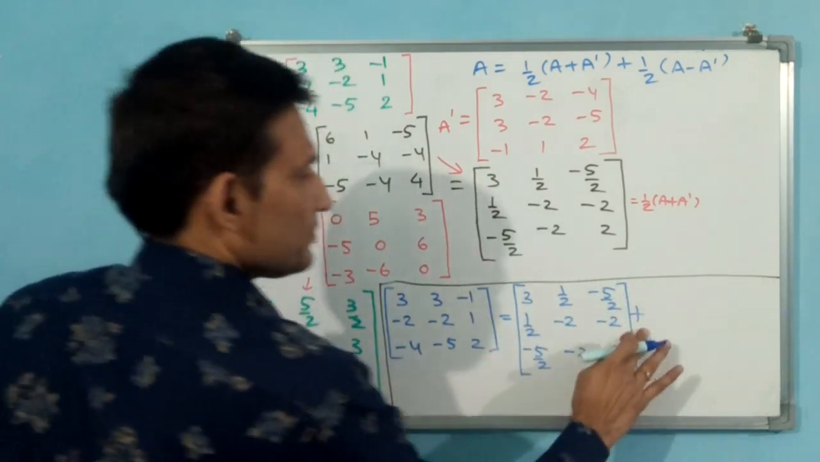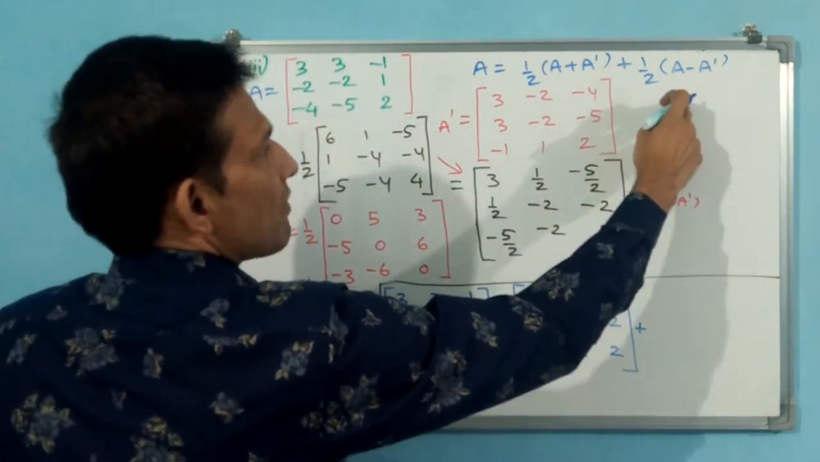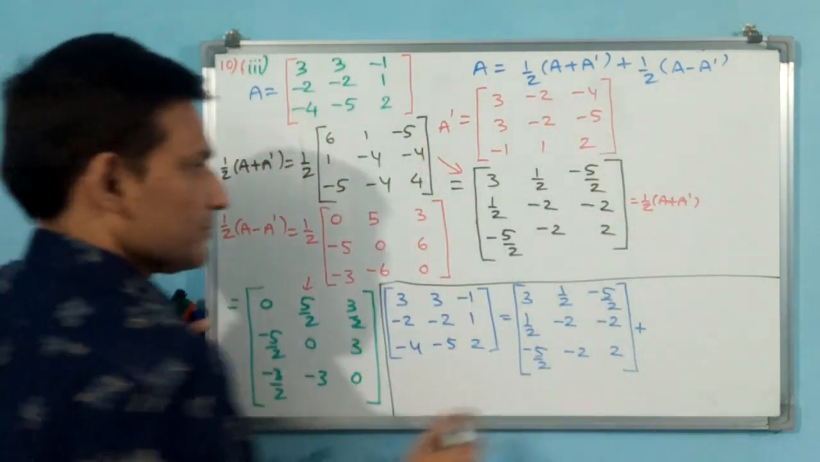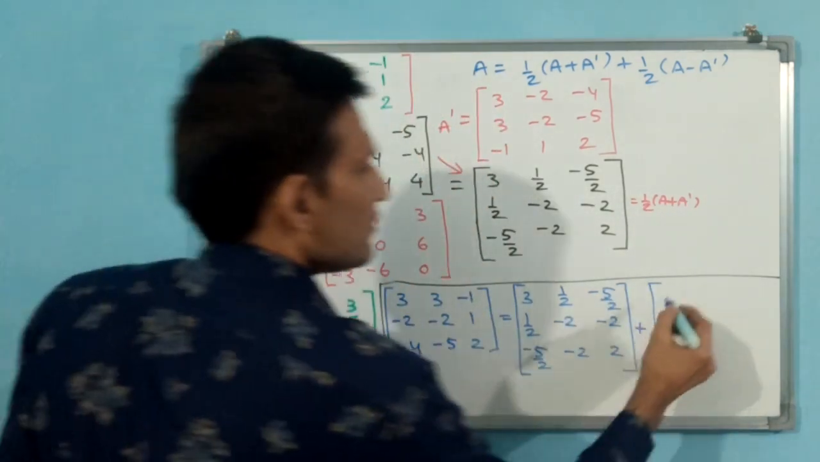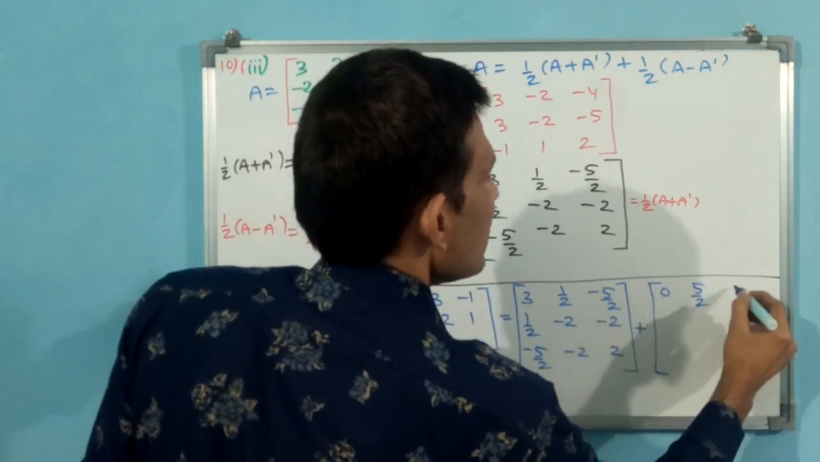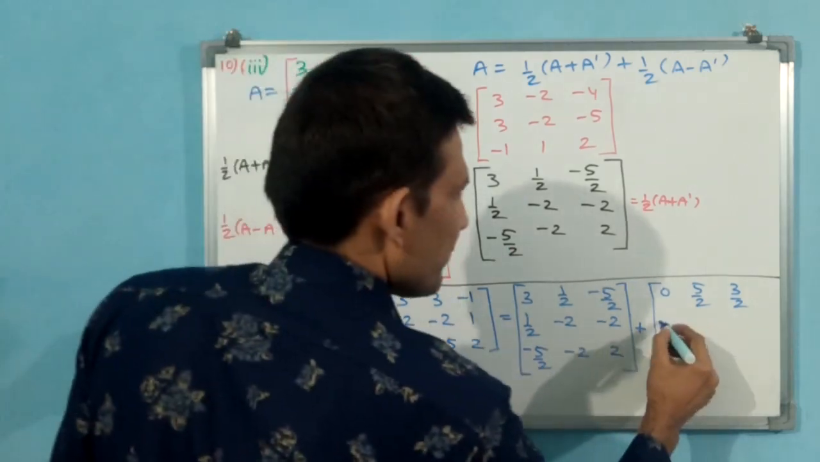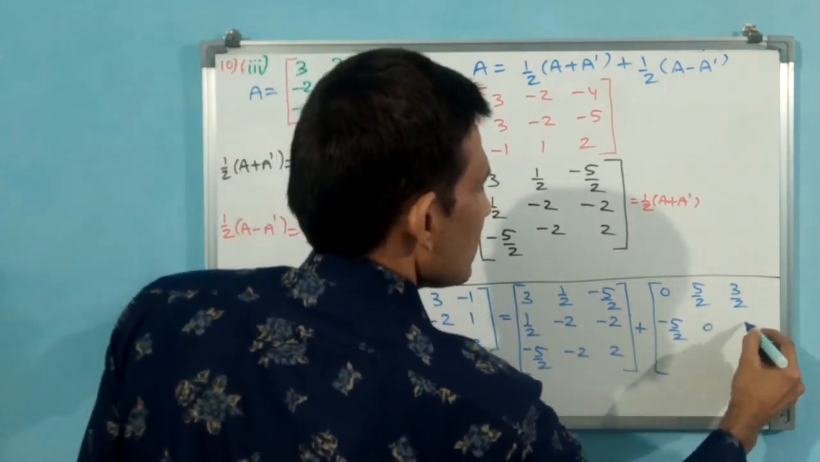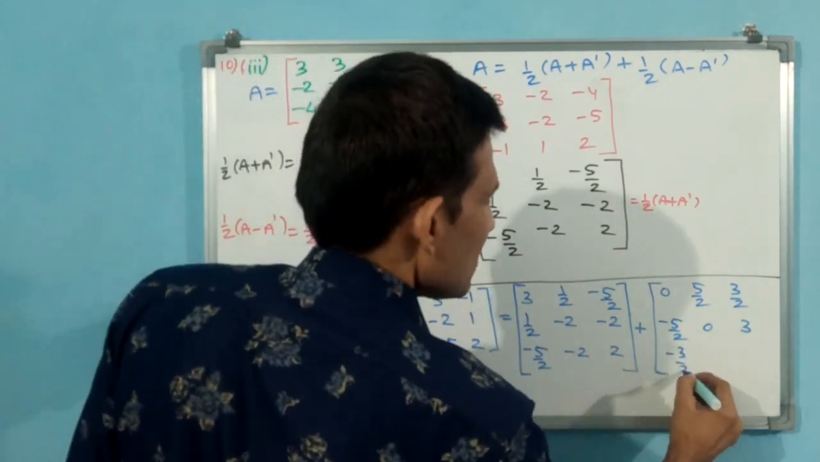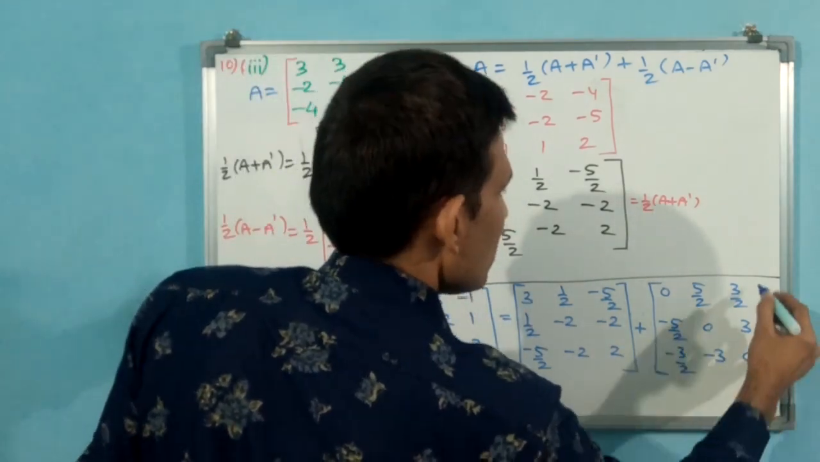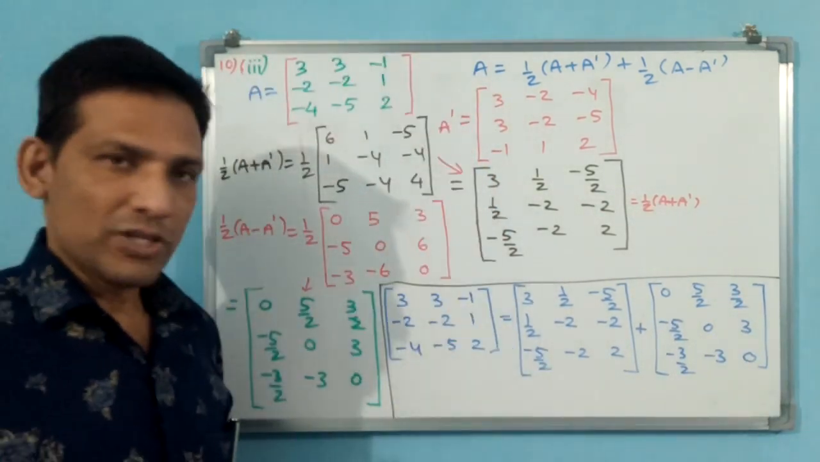Plus. I am writing plus. This one, 1 by 2 A minus A transpose: 0, 5 by 2, 3 by 2, minus 5 by 2, 0, 3, minus 3 by 2, minus 3, 0. Okay. Now we have written this as per the question.